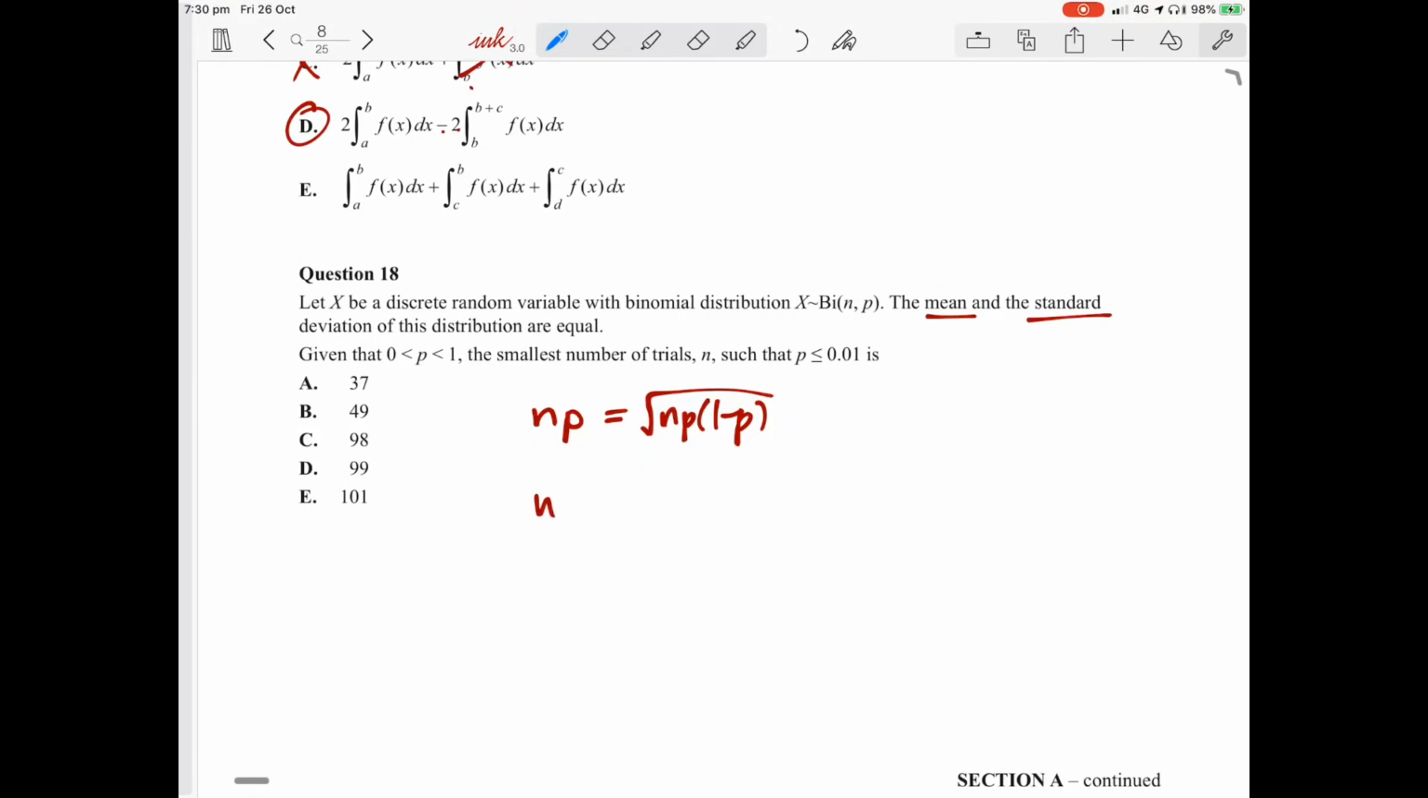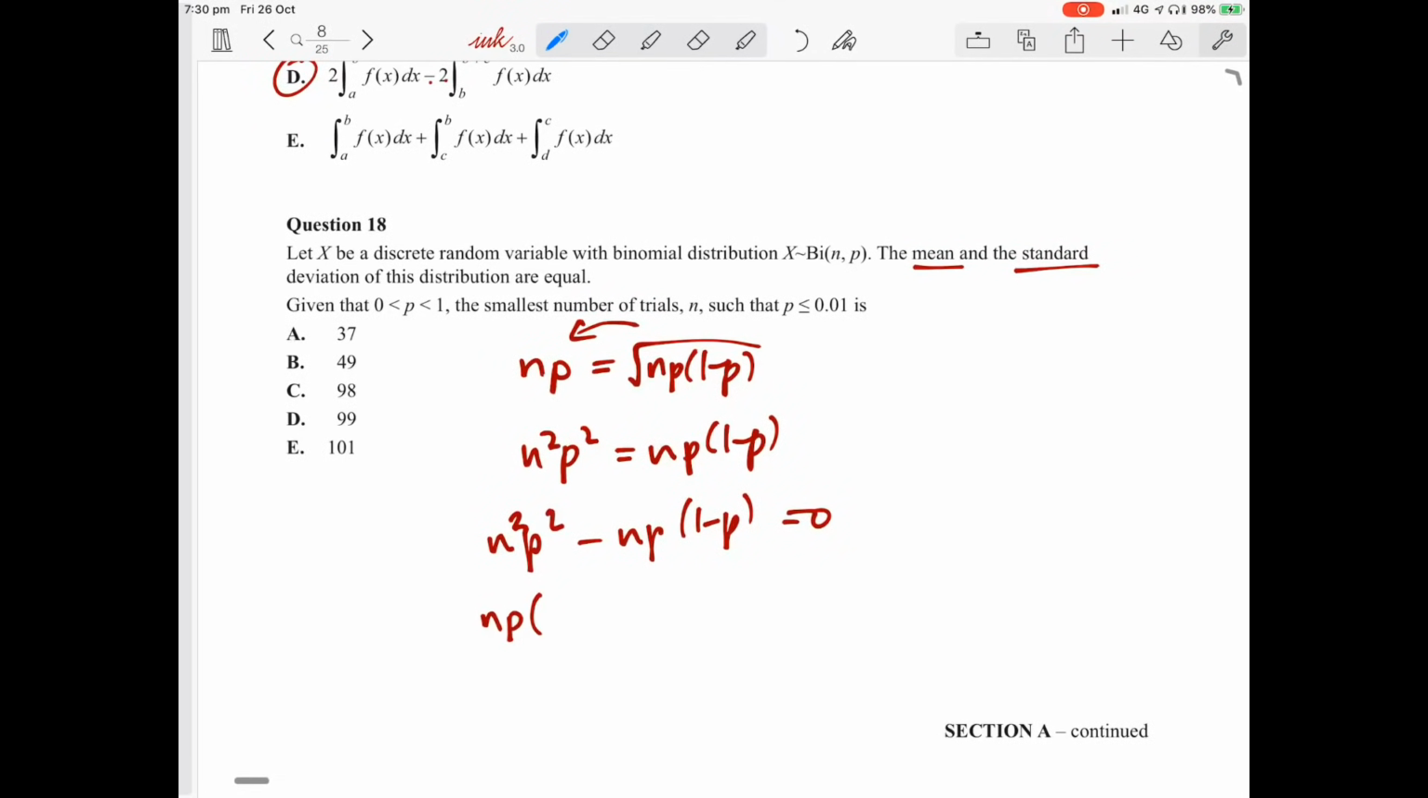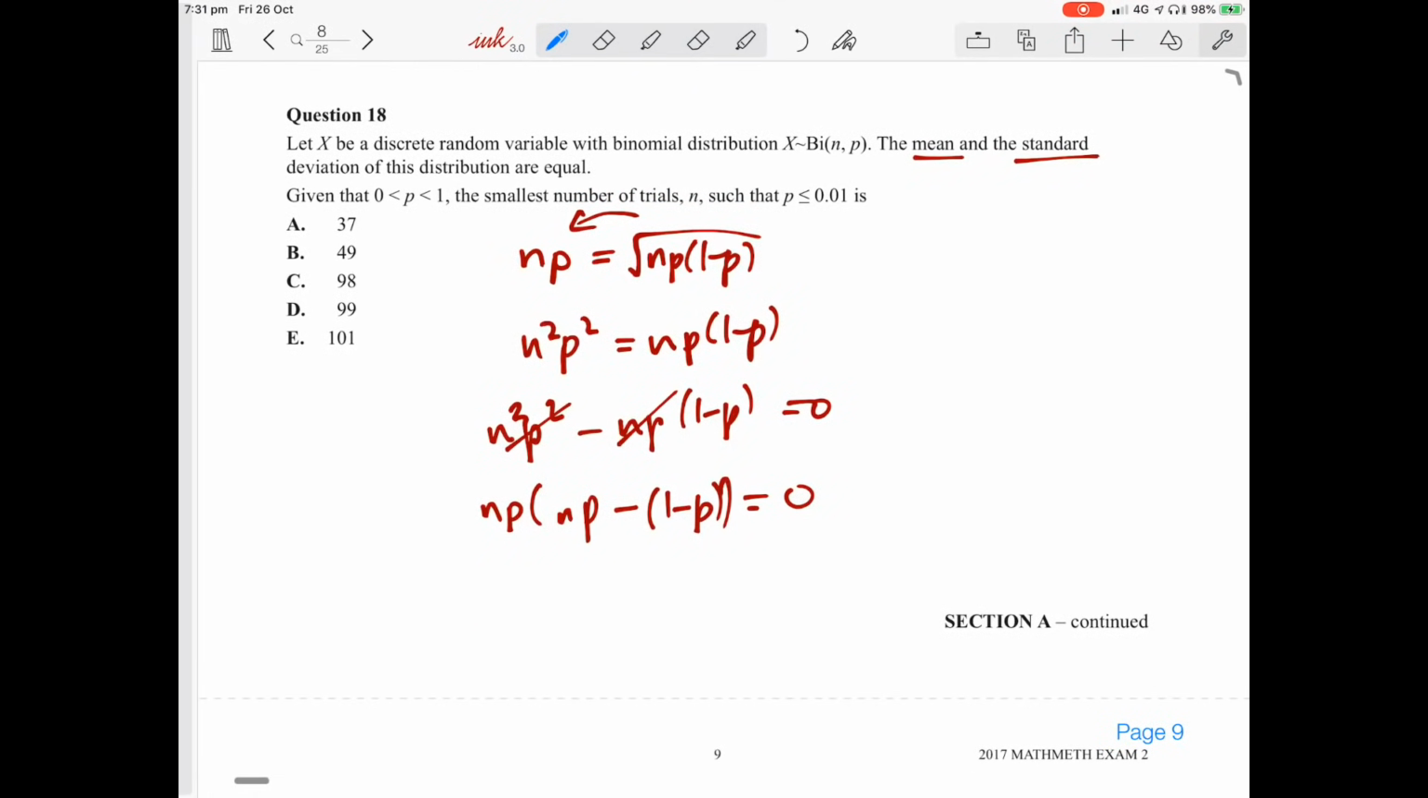Okay, so we get n squared p squared when I square the other side, is equal to np(1 minus p). Bring it all to the one side. I'll show you everything. So n squared p squared minus np(1 minus p). So we can take out np as a common factor, and we get np, so that's gone, and then minus (1 minus p) equals 0. So here we get np equals 0, which it can't.